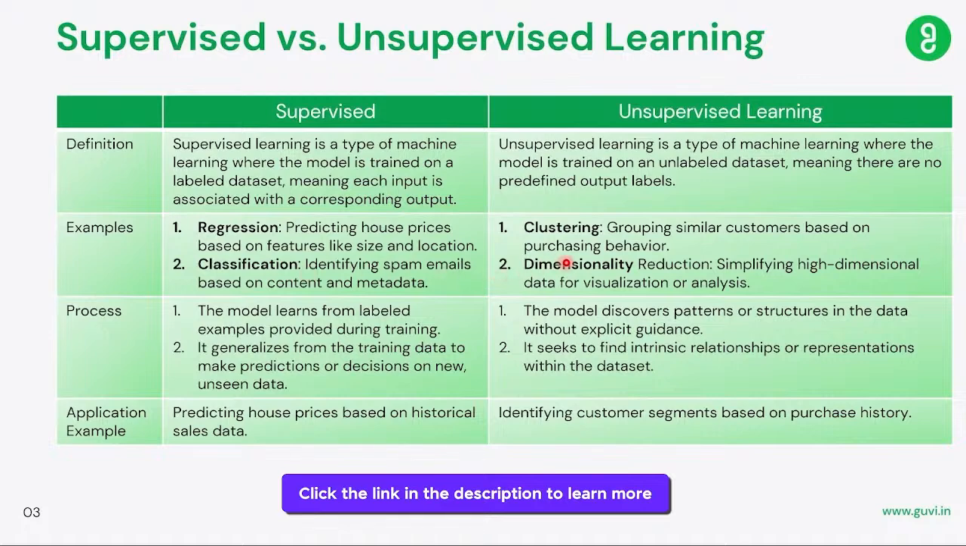Okay, clustering is a common example of unsupervised learning, where we can group similar data points together based on their features. For instance, we could group customers based on their purchasing behavior to identify distinct segments. Another example is dimensionality reduction, where we simplify high dimension data for visualization or analysis, uncovering the hidden structures. So the key differences between supervised and unsupervised learning boil down to the availability of labeled data and the learning objective.